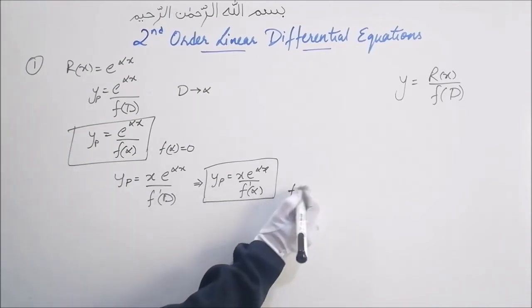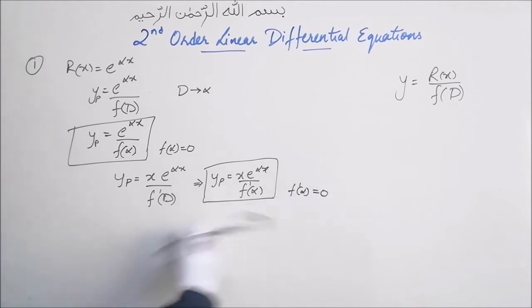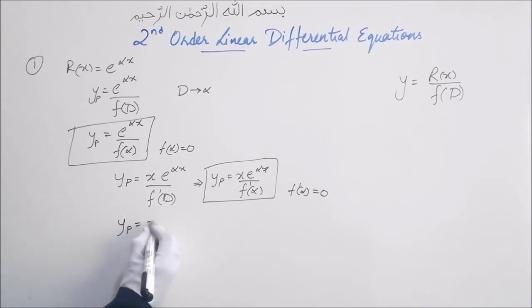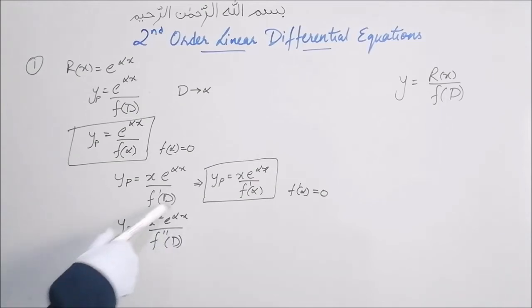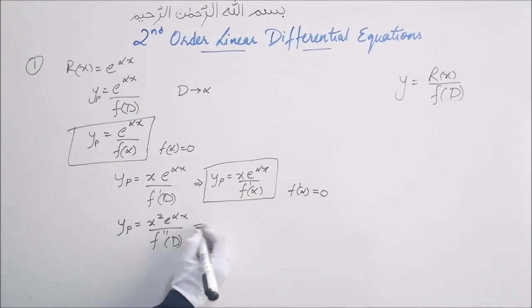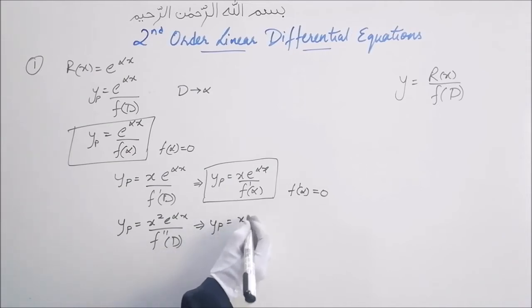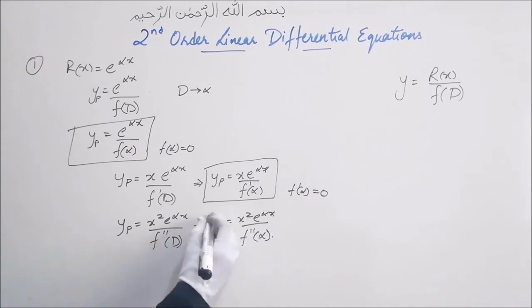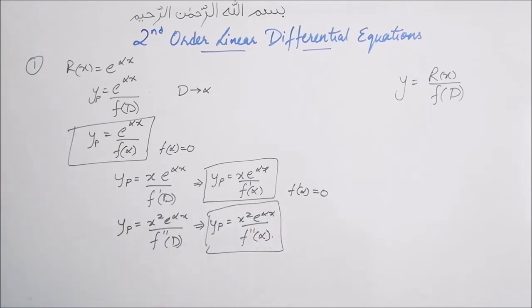But if again f dash of alpha is equal to 0, if this denominator is equal to 0, we will do the differentiation again. So now we'll take the particular integral to be x squared e raised to alpha x upon f double dash of alpha. That means differentiating this again. So now we'll get the particular integral to be x squared e raised to alpha x upon f double dash of alpha. This will be our solution of the particular integral. Again, if this is 0, you will continue this process until you get a non-zero denominator.